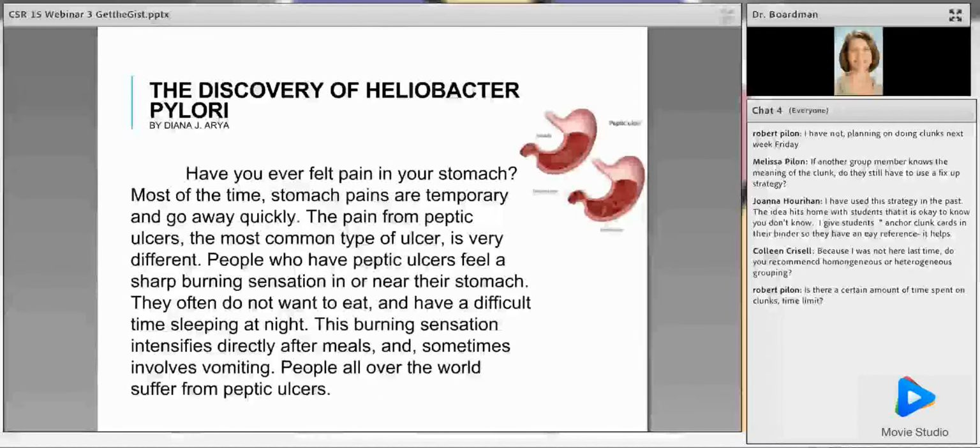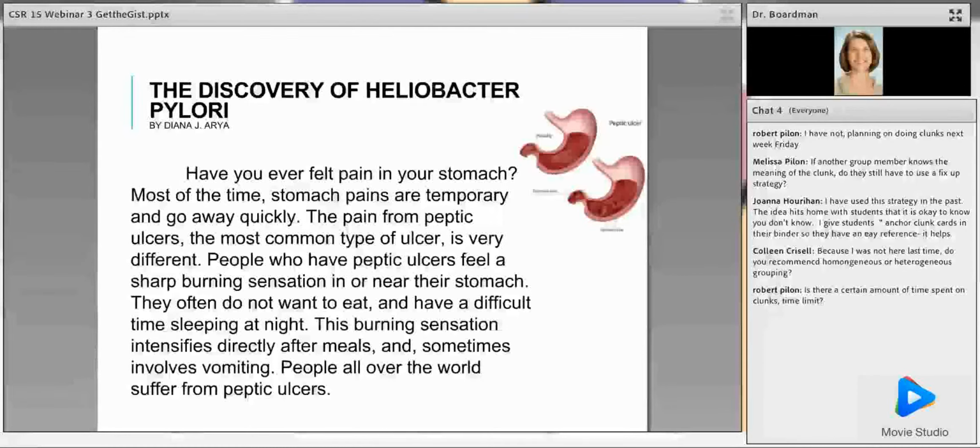So let's look at another example. This one maybe is a little bit trickier. Have you ever felt pain in your stomach? Most of the time, stomach pains are temporary and go away quickly. The pain from peptic ulcers, the most common type of ulcer, is very different.